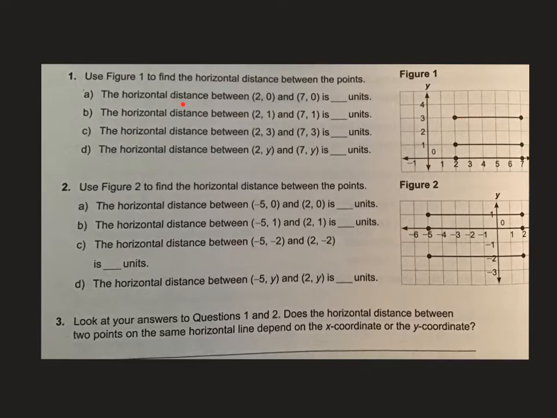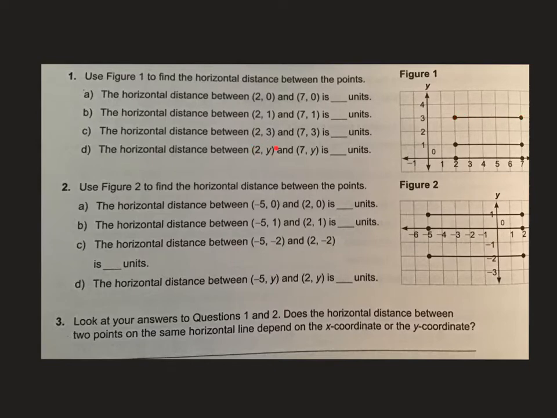So the horizontal distance between 2 and 0, so if we look here, there's 2 and 0, and 7 and 0 is, so count how many units? 1, 2, 3, 4, 5 units. Then we have two new points. So the horizontal distance between 2 and 1 and 7 and 1 is, so count how many units that is. 2 and 3, 7 and 3, count how many units.